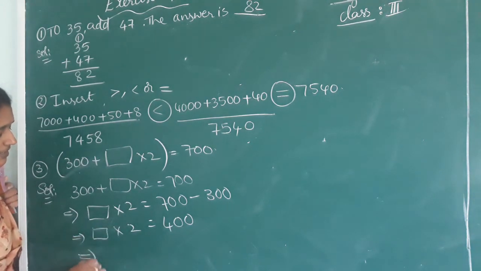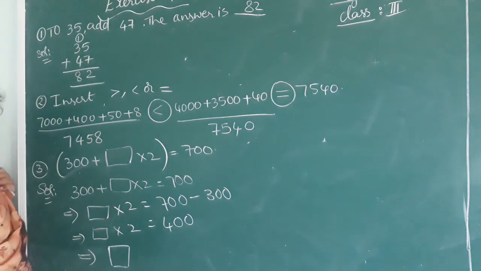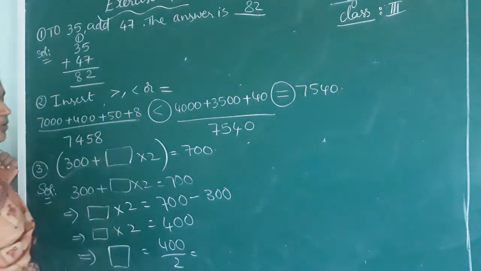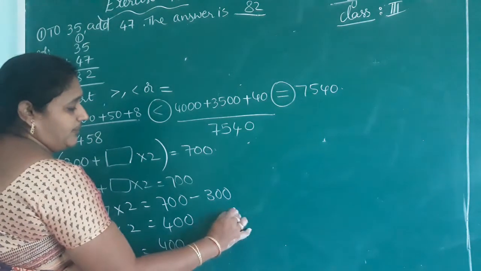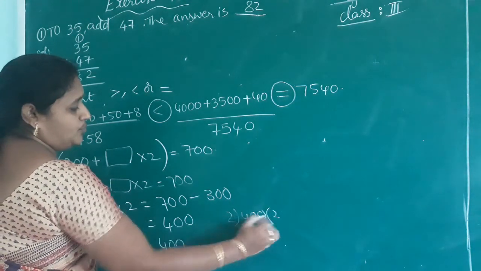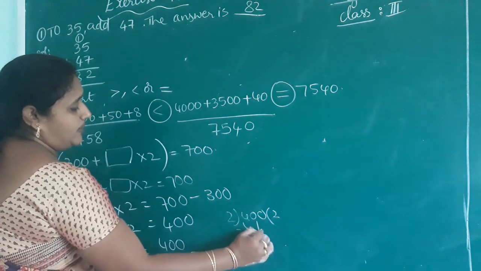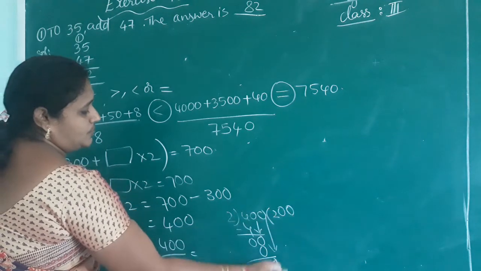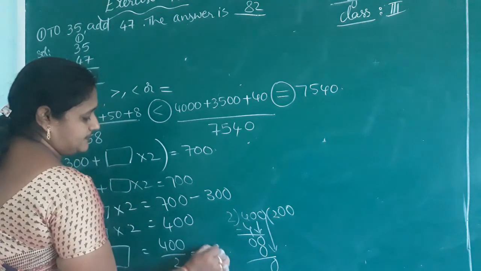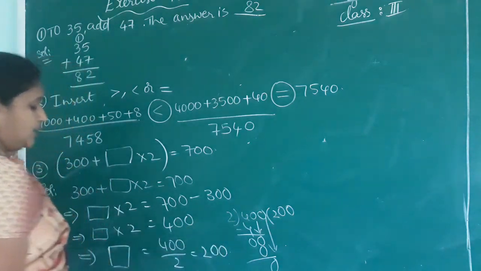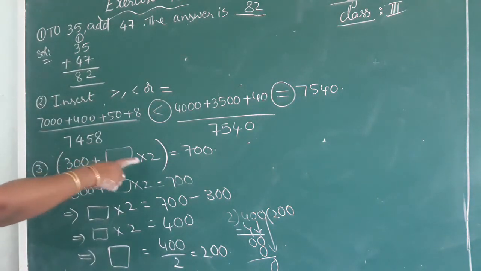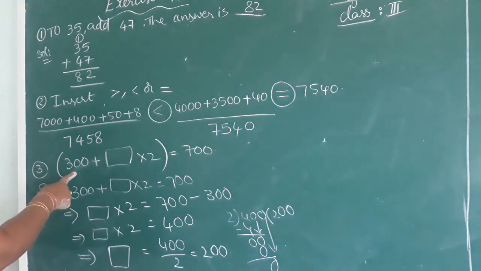That implies we should find the value of blank equals 400 by 2. What is half of 400, children? 2 divides 400. 2 2s 4. Remainder 0. Drop down 0. 2 zeros 0. Again drop down 0. 2 zeros 0. So the answer is 200. If you insert that 200, 200 into 2 is 400, and 400 plus 300 is 700. So then it is correct.